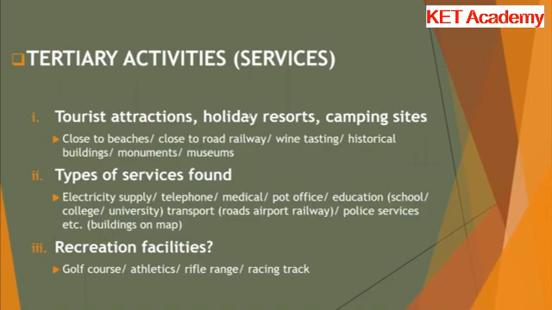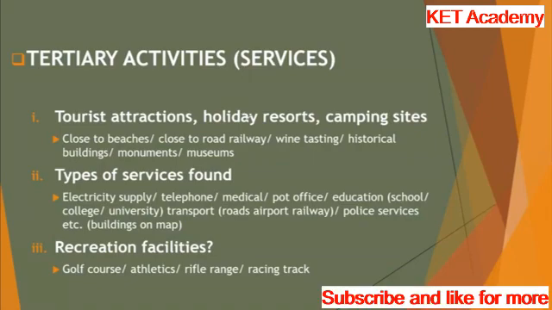How do we identify the different types of services found in an area? So the different services that we get is mostly the infrastructure that your government provides to you. So your electricity supply, here you would be looking for your electricity lines or your power lines. Your telephones, your medicals, so your hospitals and clinics, your post offices. Education, so your schools, your colleges, and your universities offer a service to your surrounding environment, as well as your transportation networks.